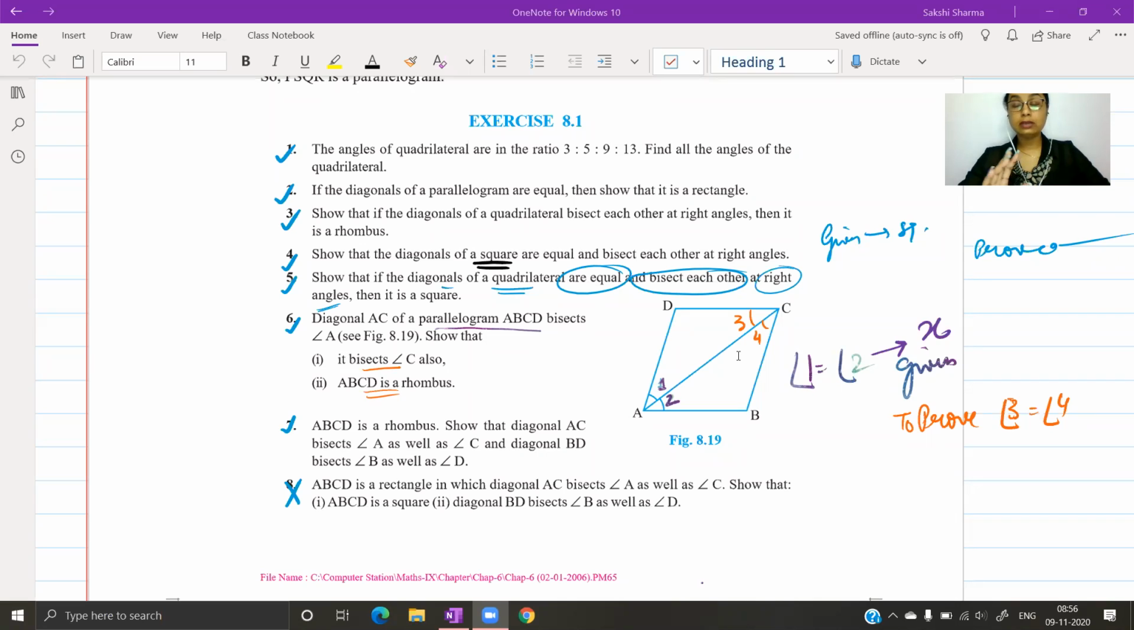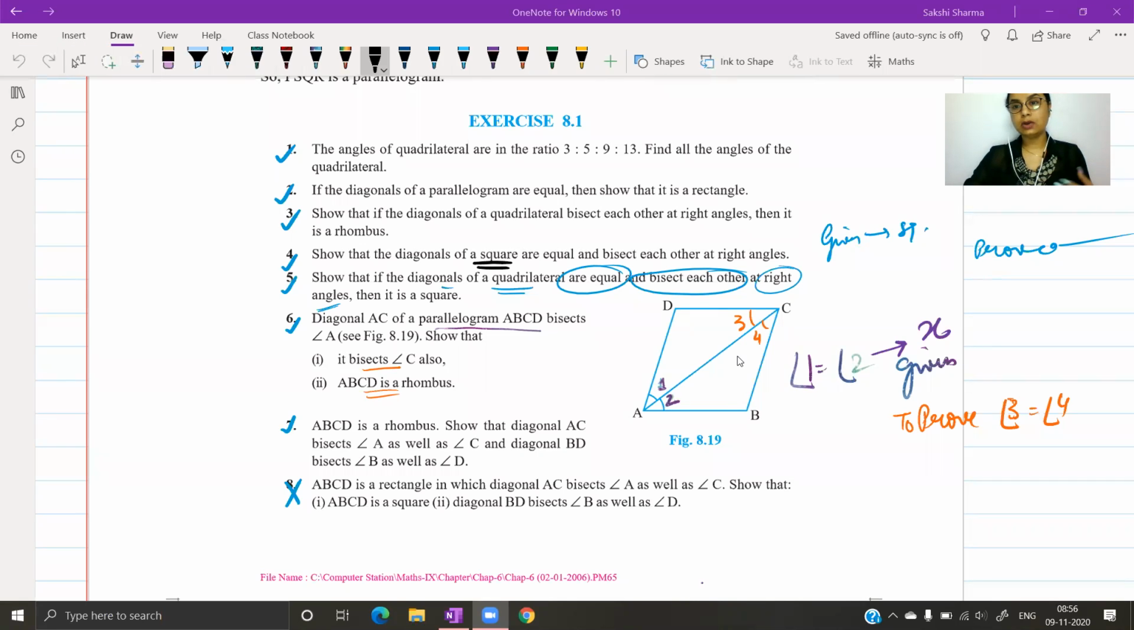The question could be modified. They could ask you to prove that the diagonal BD bisects angle B, and then prove that the angle at the other end is also bisected. This can be done using congruence, but right now I'm going to just use the property of this quadrilateral being a parallelogram.